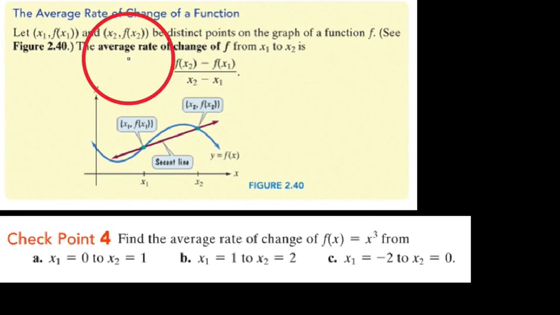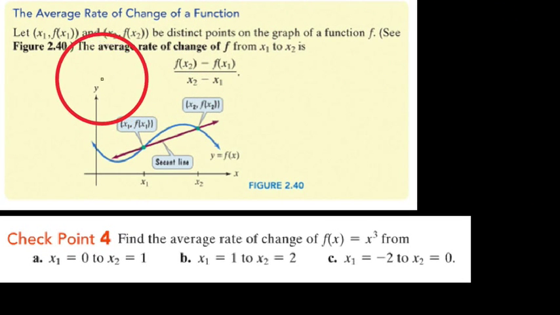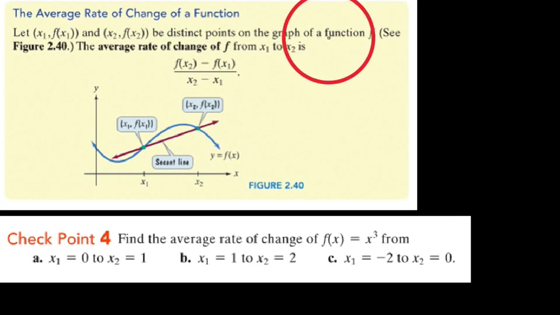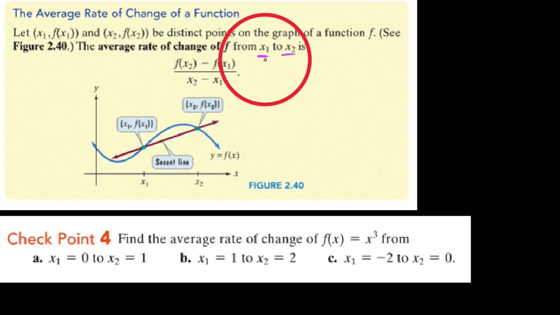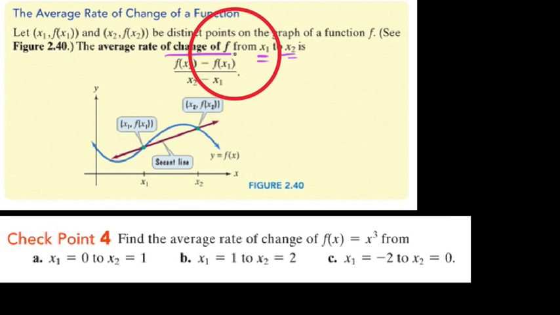So what we're going to do is formally define the average rate of change of a function. We're going to say let (x1, f of x1), in other words, some (x1, y1), and (x2, f of x2) be distinct points on the graph of a function. Then we say that the average rate of change of f from x1 to x2, at least between those two given data values, is always this right here.